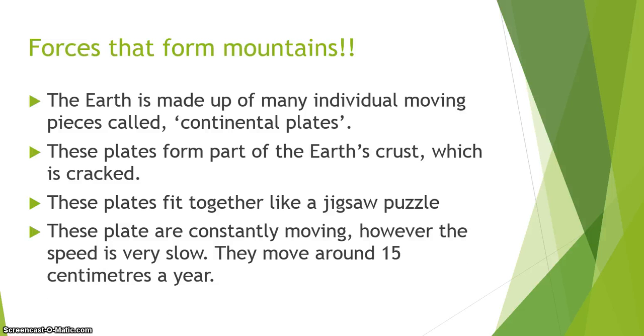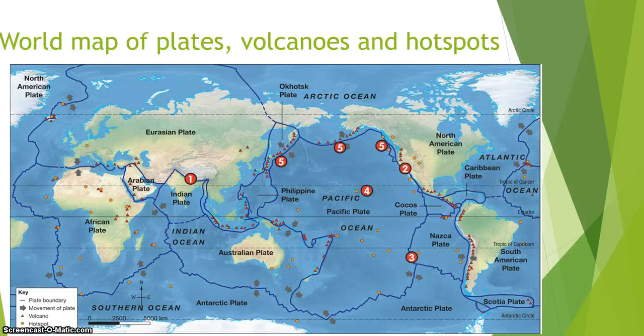You've got to understand that these plates are constantly moving. However, the speed is very, very slow. They move around 15 centimeters per year. So let's have a look at what that actually looks like. So here's a map of the world. The blue lines, as you can see, make up the plates, okay? So that's like our jigsaw puzzle, and that's what's actually moving.